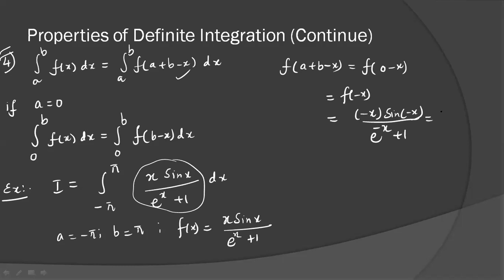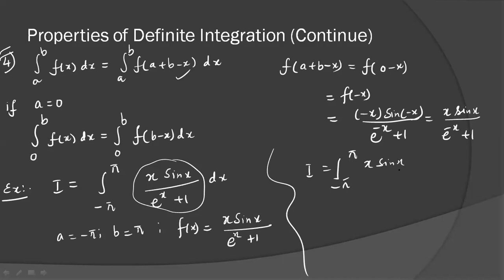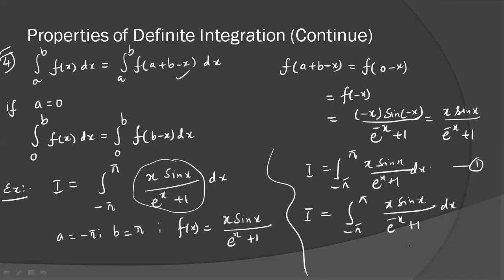Sine minus theta is minus sine theta, so it will be x sine x over e to the power minus x plus 1. It means the integration from minus pi to pi of x sine x over e to the power x plus 1 dx is equal to the integration from minus pi to pi, call it equation number 1, of x sine x over e to the power minus x plus 1 dx.